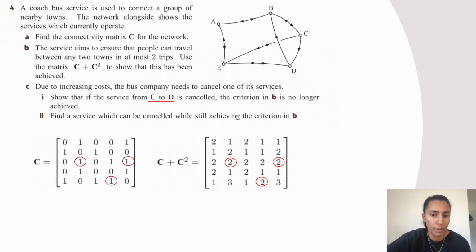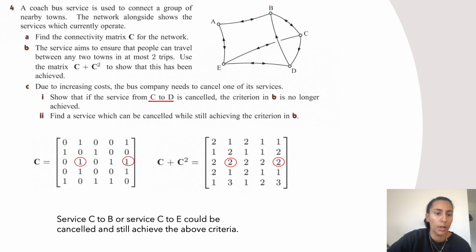And what you will find, and I'd like you to have a go at this as well, is that this one here did not work. It actually came up with 0, so it didn't meet the criteria. But for this one and this one, it did work. So we could say that service C to B or service C to E could be cancelled, and you would still meet the criteria that we needed right up in part B. And that is the end of the question.